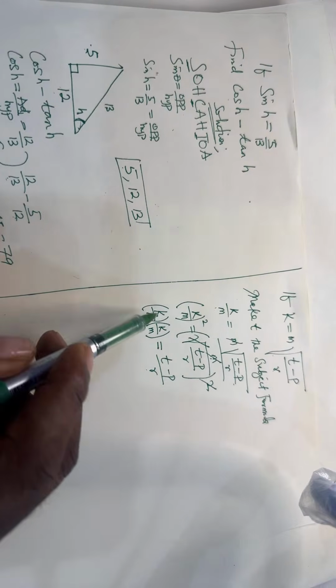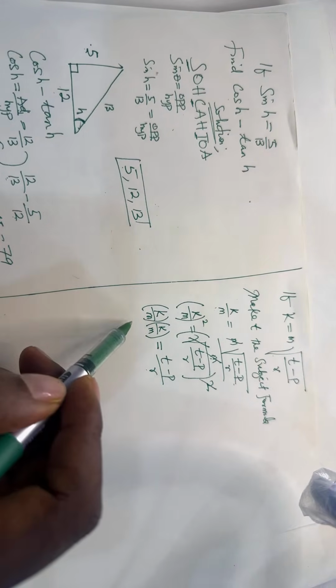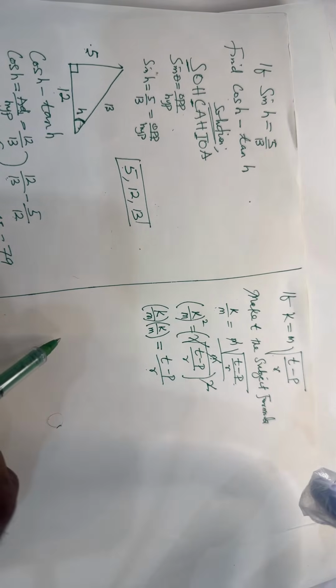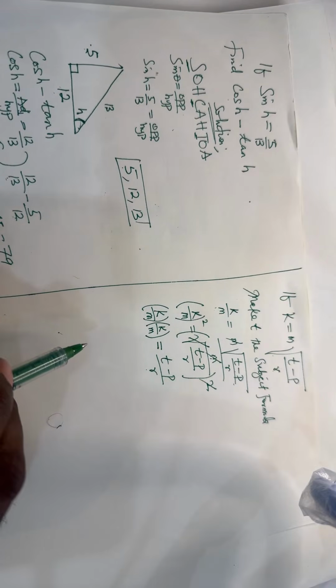Now on the left side, k times k will give you what? Wait, let me say it first. K times K will give you what? Everybody, let's go. Talk quick. What is K times K?